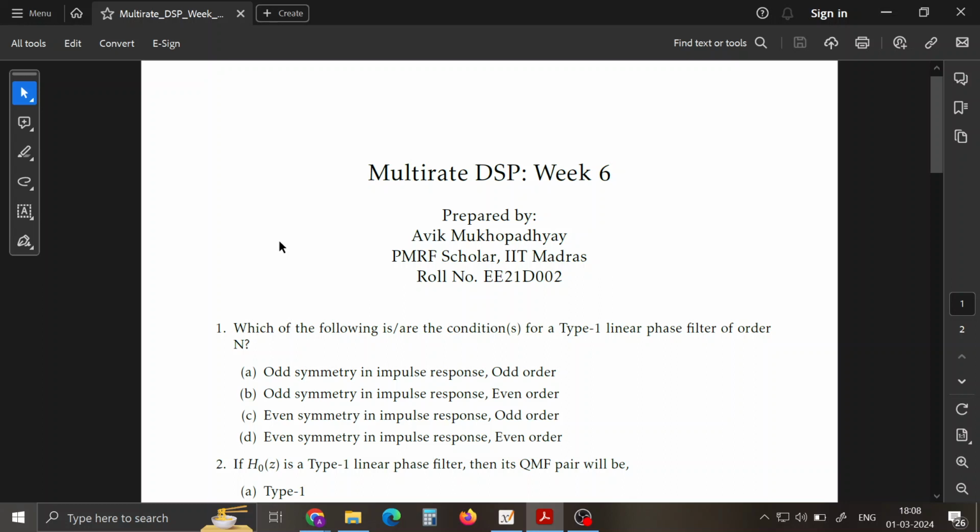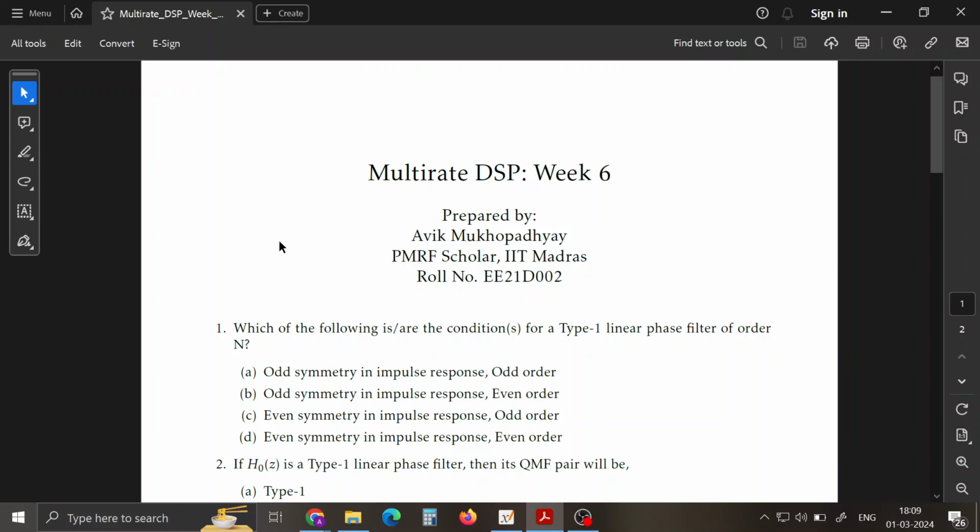In week 6 of the course, we have continued the analysis of M channel maximally decimated filter bank, and specifically, we looked at the case for M equals 2, and we saw the input output relationship in terms of the transfer function. In the transfer function we have a signal component as well as an aliasing component, and we want to get rid of the aliasing. What are the conditions on the synthesis filters and the analysis filters that we need to take into consideration in order to remove the aliasing?